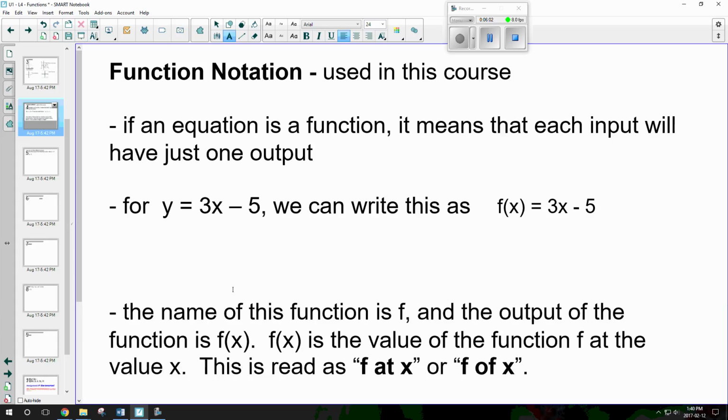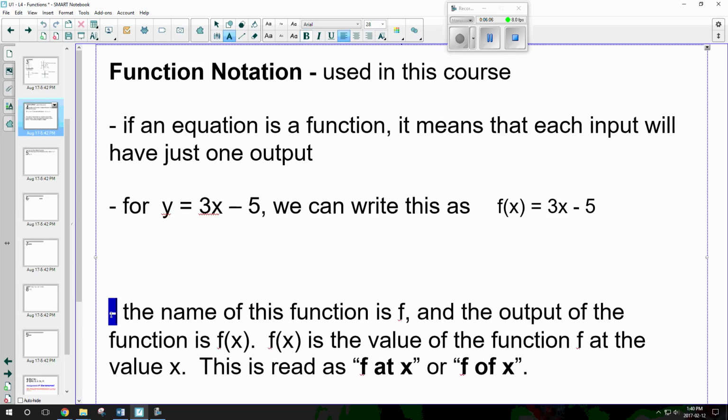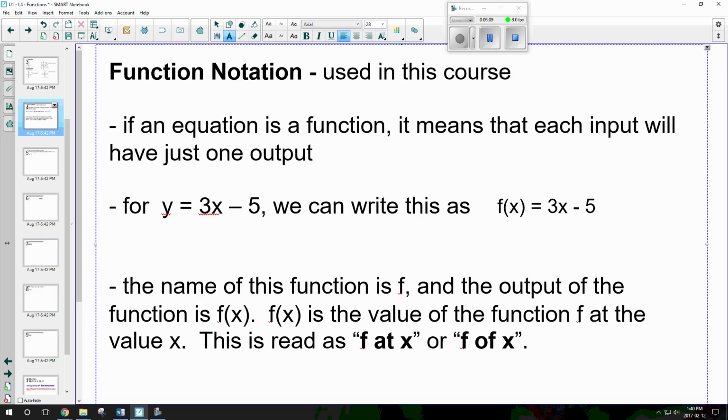Now, the last little piece here is how this is properly worded in terms of function notation. Just going to move it up a little bit. The name of this function is f, and the output of the function is f(x). So this entire thing here is our output, which is our value of the y, but we call this function f. And we can use different letters.